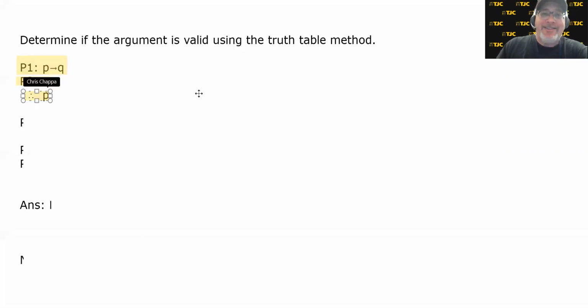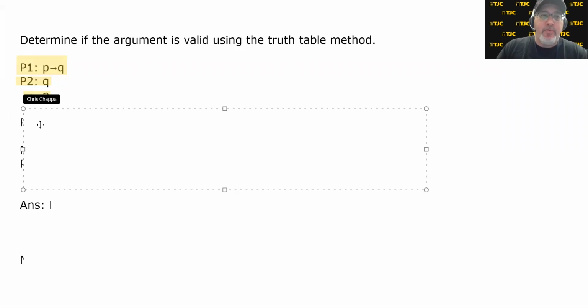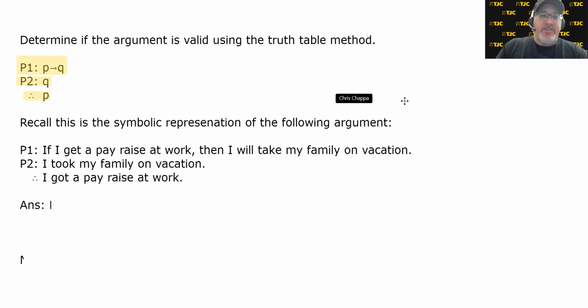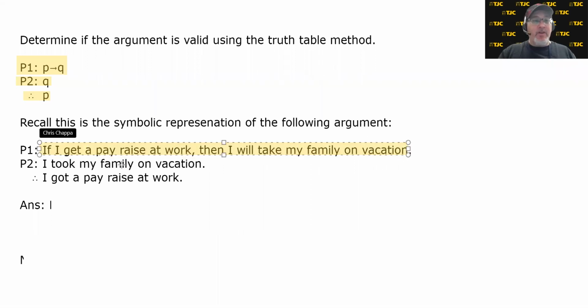Now, you may recognize this symbolically represented argument from the previous video because it's the symbolic representation of the following argument. Premise 1, if I get a pay raise at work, then I will take my family on vacation. Premise 2, I took my family on vacation. Conclusion, I got a pay raise at work. Remember, we started this whole thing by saying that some people will conclude from these premises that I must have gotten a pay raise at work. But in the end, we'll determine whether or not that was a valid conclusion from the two premises.